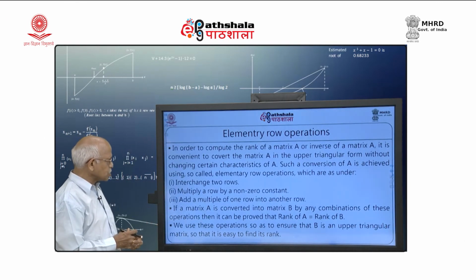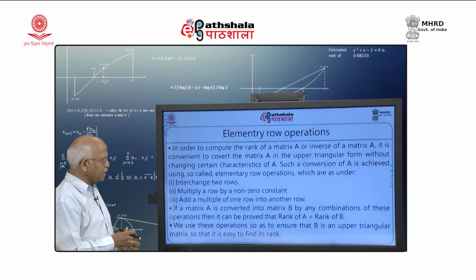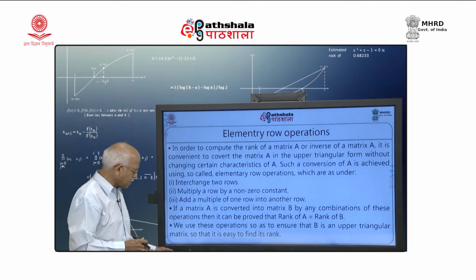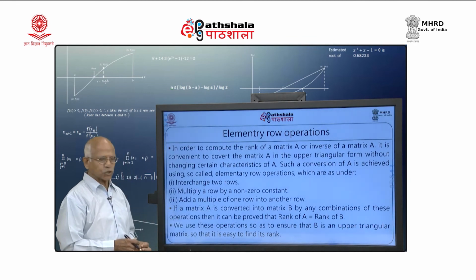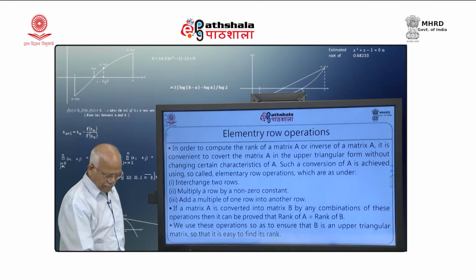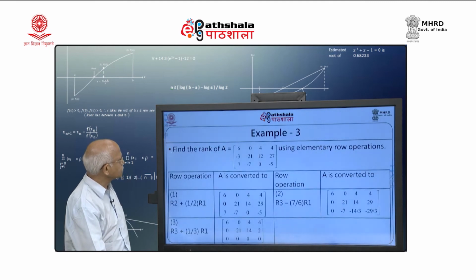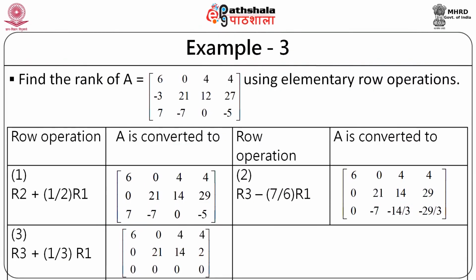We use these operations so as to ensure that B is an upper triangular matrix, so that it is easy to find its rank. We will do this illustration here. Say example 3. Find the rank of A. So, I am trying to find the rank of this.